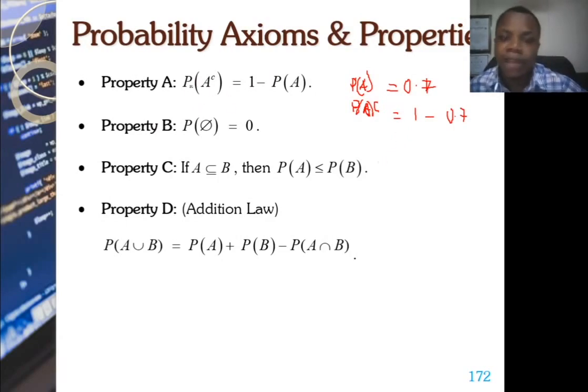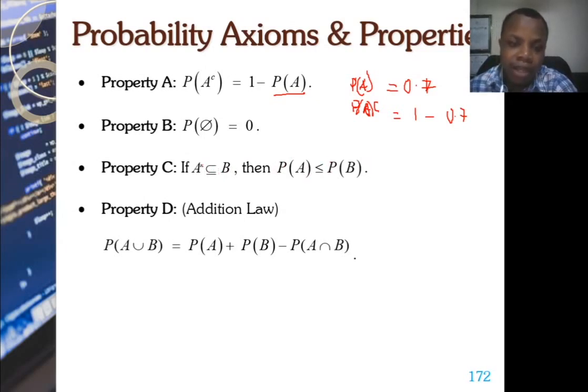Okay? So if you would like to determine the complement of any event, it's more or less like estimating the probability of that event and just subtracting it from what? 1. Now property B says that the probability of any null event is equal to what? 0, and this makes sense because the probability of nothing is equal to what? 0. Now for property C, that is if A is a subset or a member of B, then the probability of A should be less than or equal to the probability of B.